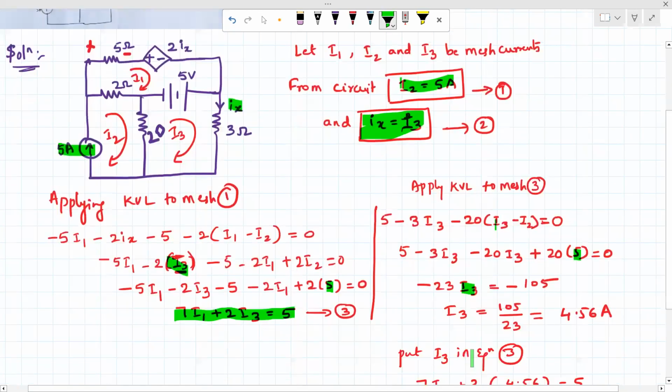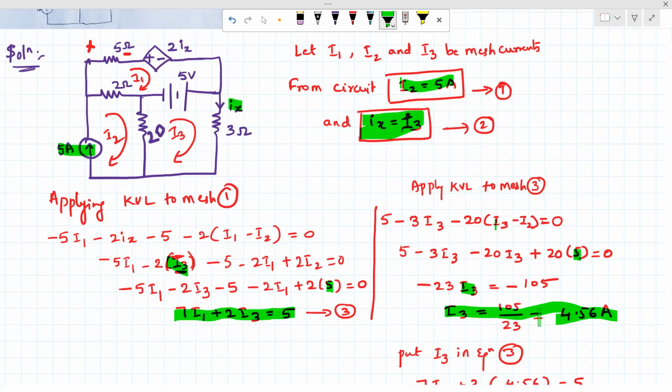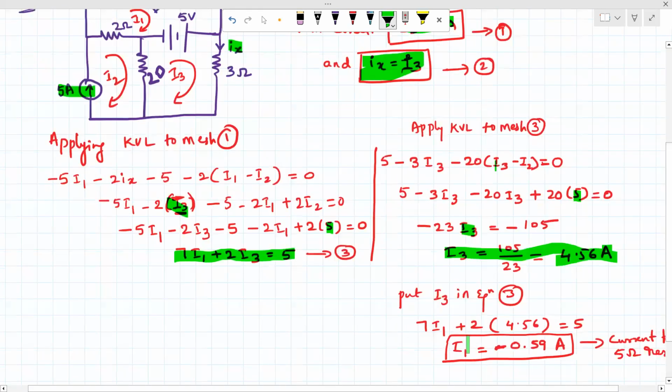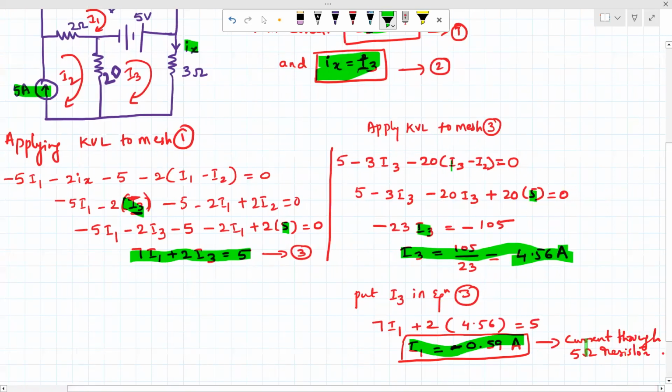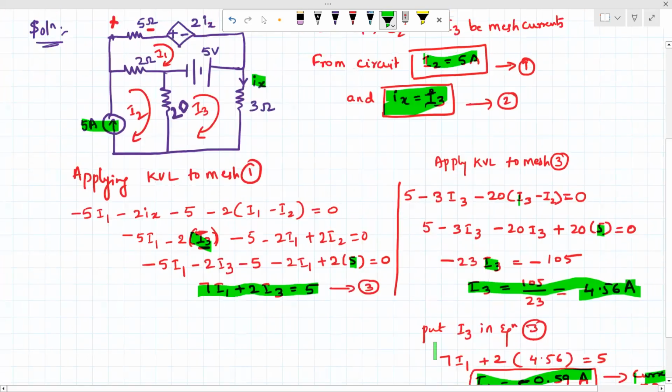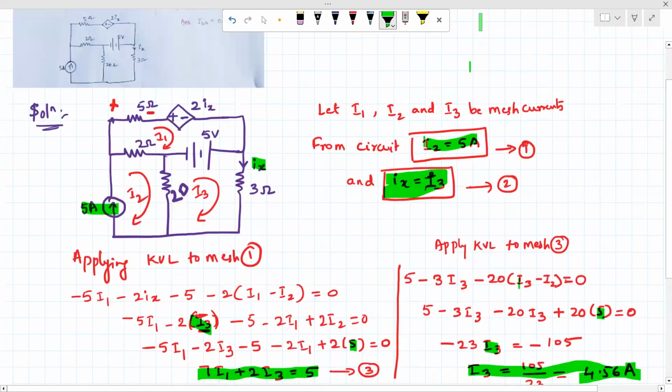From this equation, we will get the value of I3 to be 4.56 amps. By putting this value of I3 in equation number 3, I get the value of I1 to be minus 0.59 amps. So this is actually the current through the 5 ohm resistor which is flowing in the circuit. So this completes the numerical.